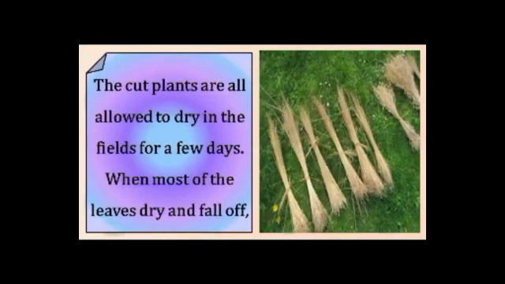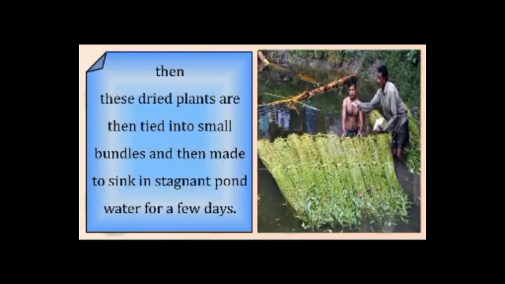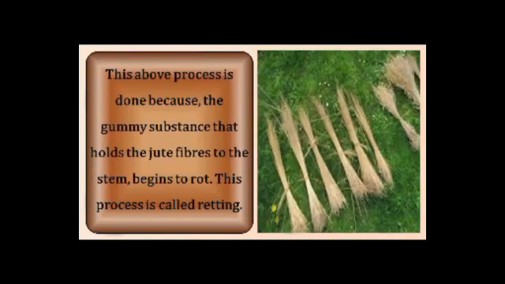The cut plants are allowed to dry in the fields for a few days. When most of the leaves dry and fall off, these dried plants are tied into small bundles and then made to sink in stagnant pond water for a few days. This is done because the gummy substance that holds the jute fibers to the stem begins to rot. This process is called retting.